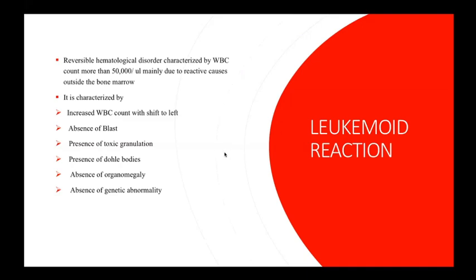Dohle bodies are generally cytoplasmic inclusions, which are basophilic inclusions in the cytoplasm of neutrophils. So they are generally seen in reactive or inflammatory conditions. It is seen in leukemoid reaction, not in malignancy.